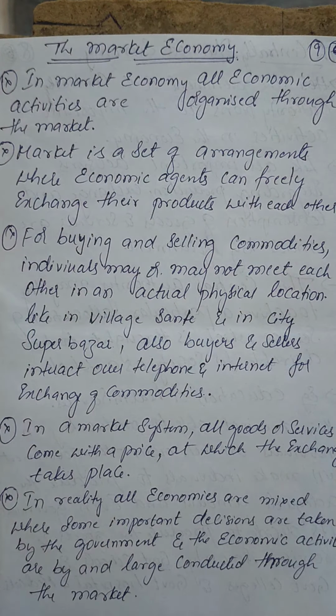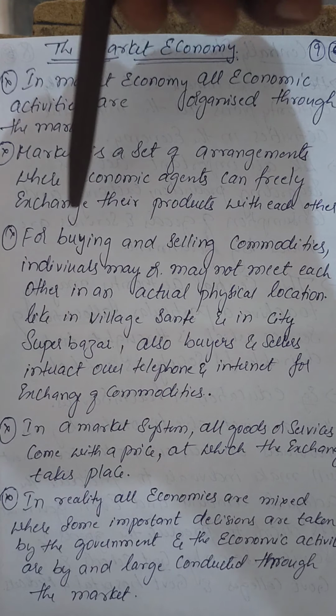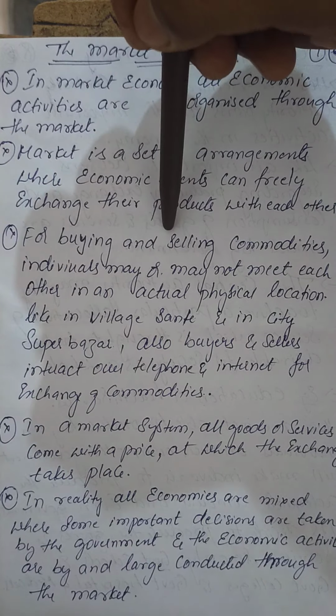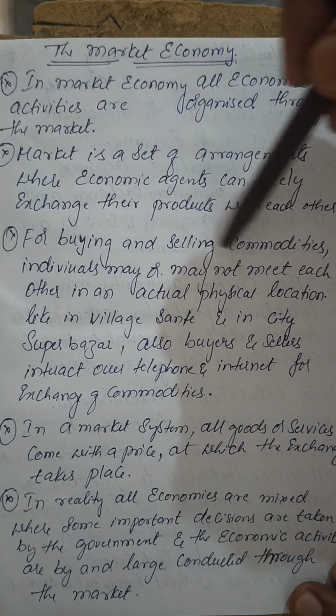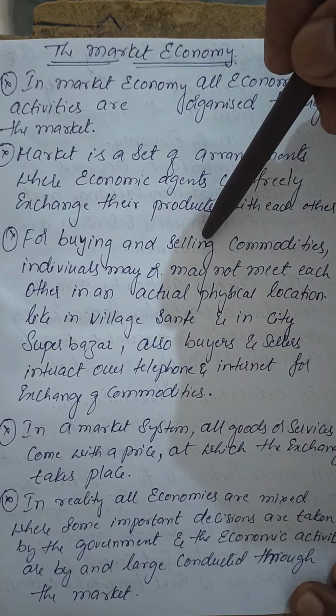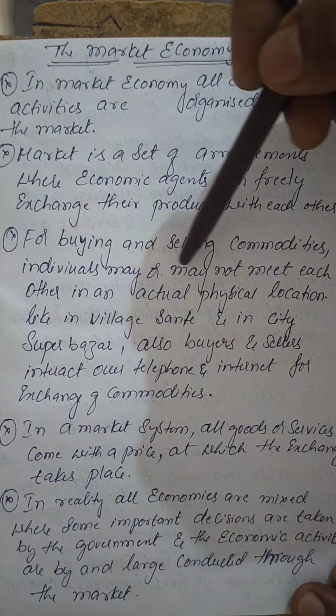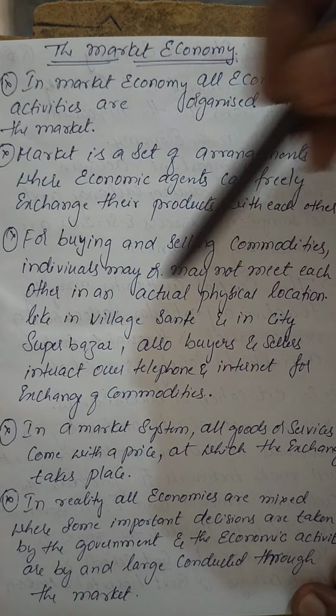What does the third point say? Let us see. It speaks about buying and selling the goods or the commodities, where individuals may or may not meet each other.